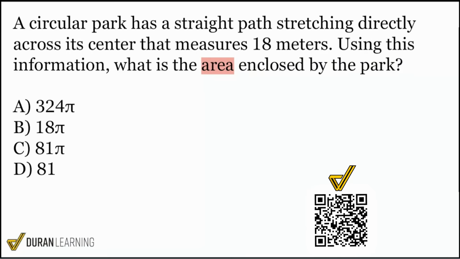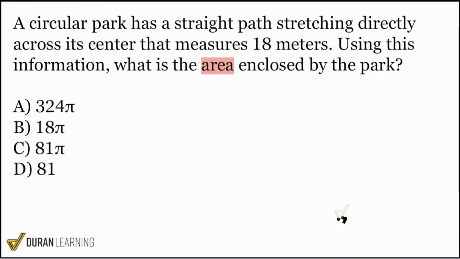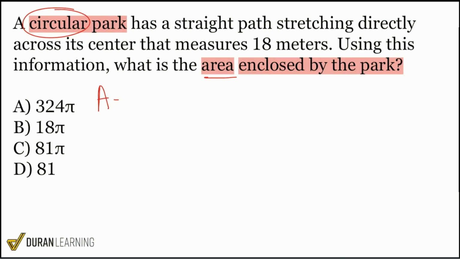So we got to ask ourselves, what's the shape? Because if it's a square, that's side squared. If it's a rectangle, length times width. If it's a circle, pi r squared. So given that we're talking about the area enclosed by the park, it says that it's a circular park. So we're dealing with the area of a circle. Area of a circle, that is going to be area equals pi r squared.